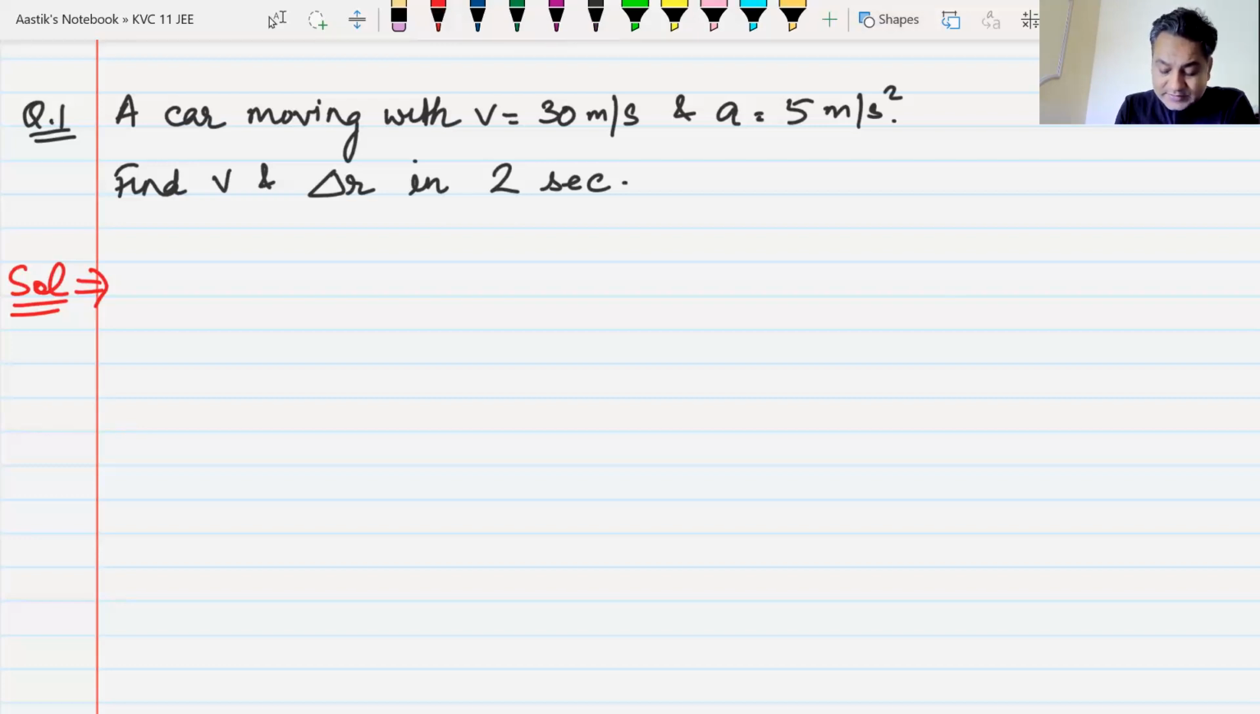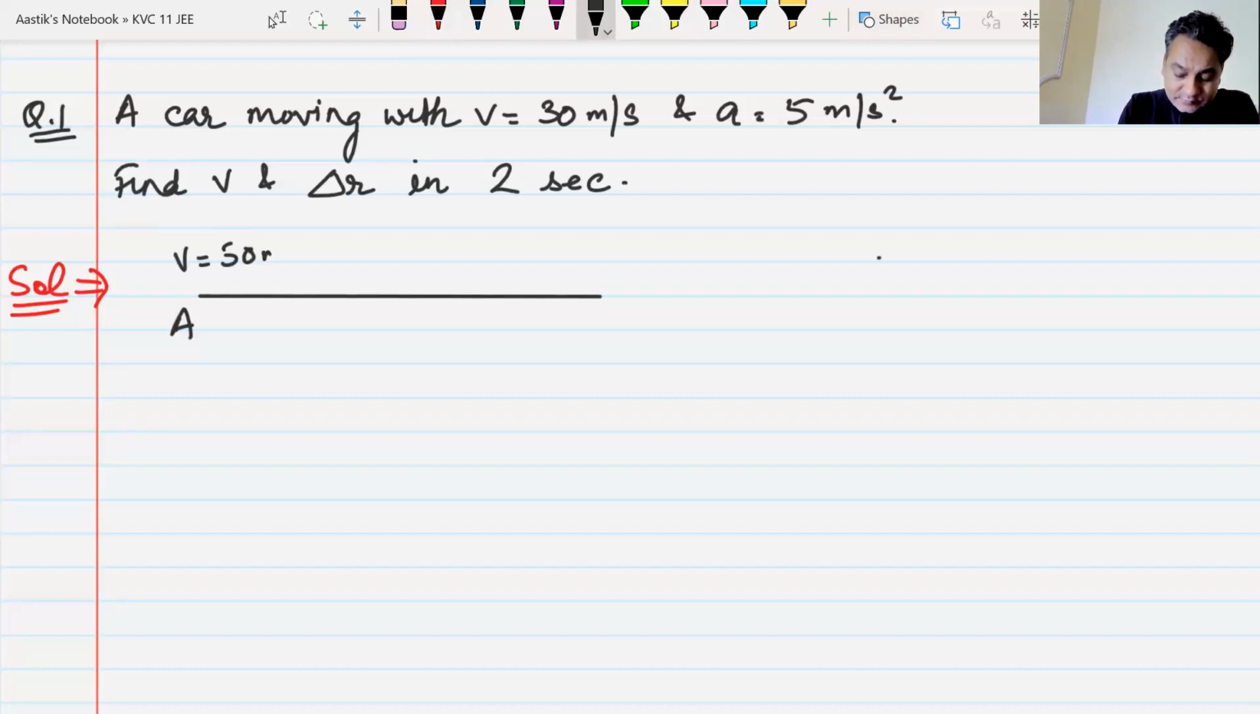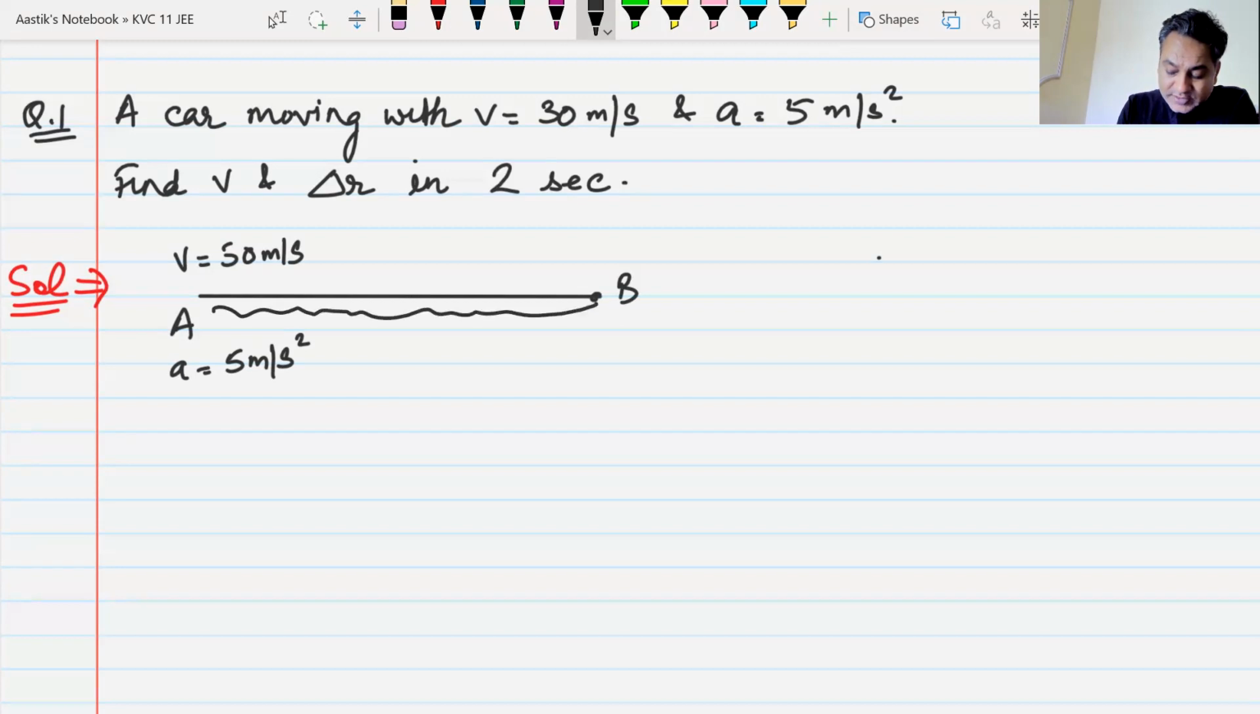So basically what is happening here is, I'm assuming that this car is moving in a straight line. It was at point A when its velocity v was 30 meter per second, and it has an acceleration which is 5 meter per second square. Nothing else is given, so I will assume that this acceleration is constant. This is point B, and it has taken, let us say, 2 seconds to go from A to B.